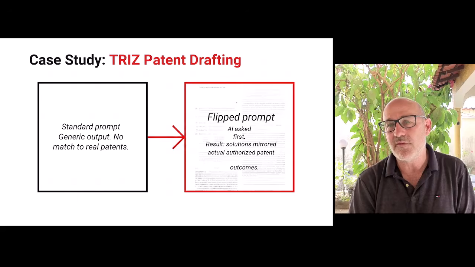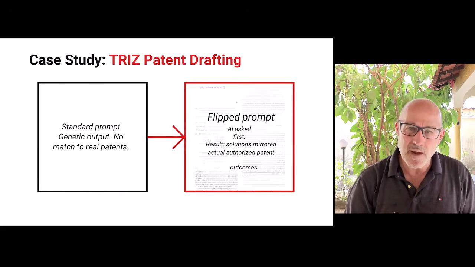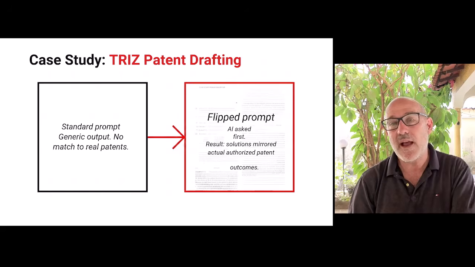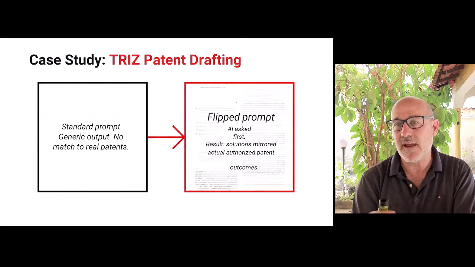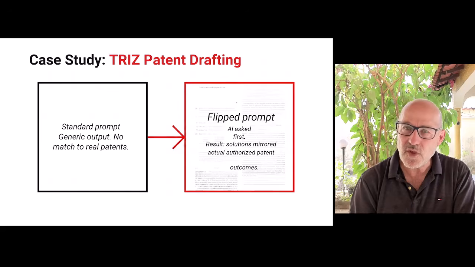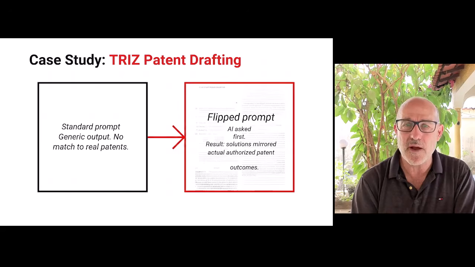There was no meaningful alignment with real patent solutions. We flipped the model around, where AI was prompted to ask first. The AI asked, the expert answered. The resulting solutions mirrored outcomes in the final patent process.